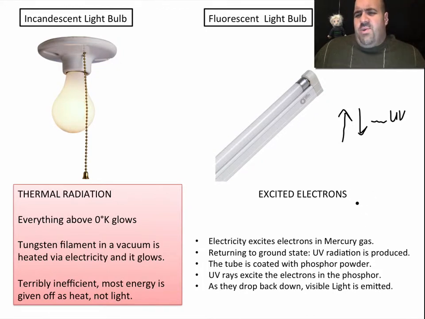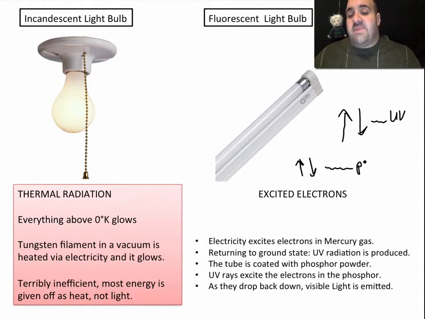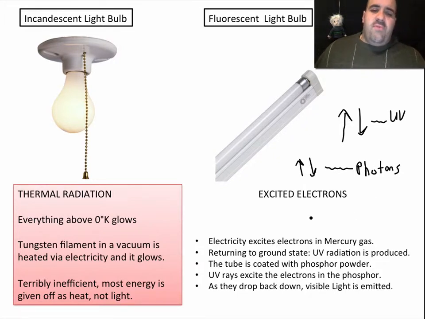Now, we can't see that radiation, so what good is a fluorescent light bulb if it's emitting radiation we can't see? Well, the outer portion of the tube is coated with a phosphor powder. And what happens is the UV rays are going to excite the electrons in the phosphor. And those excited electrons are jumping up and also dropping back down. And it just so happens that they're going to emit photons in the visible portion of the spectrum. So that's two different types of light, thermal radiation versus excited electrons. Pretty cool process.